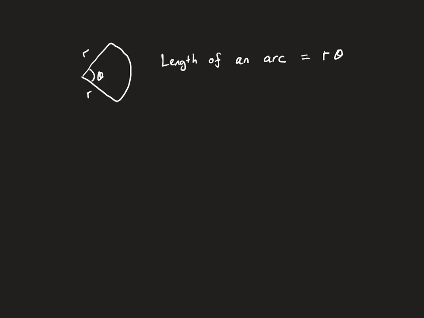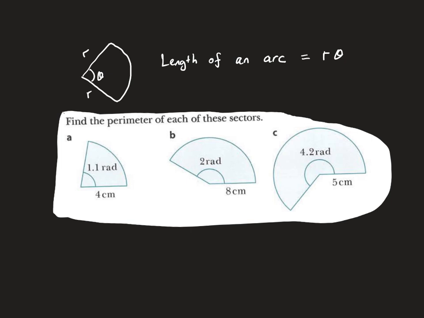In the previous video, we learned about the length of an arc, which is equal to r theta. And we know that this theta is in radians. Find the perimeter of each of these sectors. Okay, so let's try A.